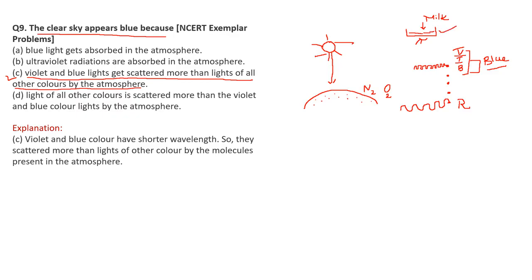Similarly in the atmosphere, nitrogen and oxygen particles are able to scatter the violet, indigo, blue light maximum, and the rest of the rays which come to our eyes are unscattered. So you cannot see the other colors, whereas you can see the color of the sky as blue. So this is the explanation I have given. You can read this explanation by yourself and then copy it down in your copy.